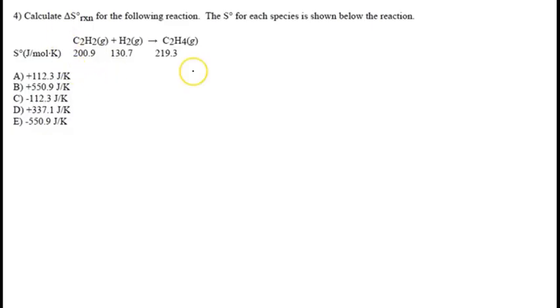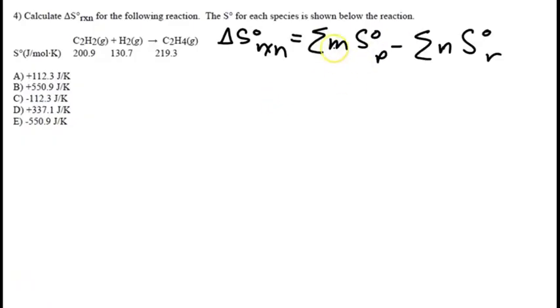So we know that delta S naught of the reaction is equal to the sum of the products times their S naught values minus the sum of the reactants times their S naught values. So all we need to do is use this to our advantage. We've seen this before, and we just plug in the values, and that's pretty much it here.